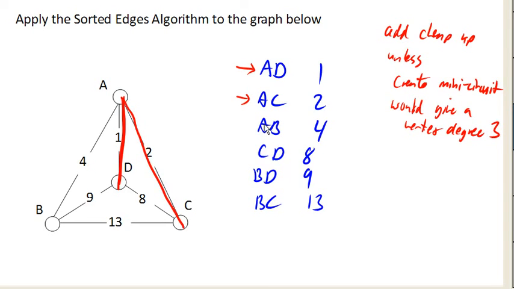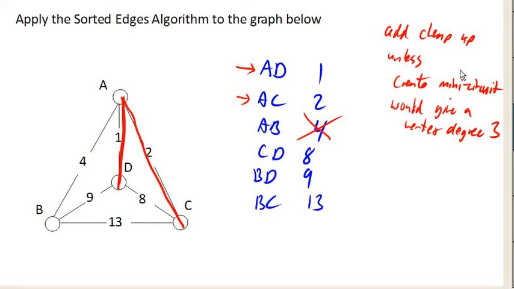Next up on our list is A to B. What would happen if I add AB? Notice now we have a degree 3 vertex, and that is bad, so we're not going to add that. This one, we're not going to, because it violates our rules here. So let's go on to the next one.